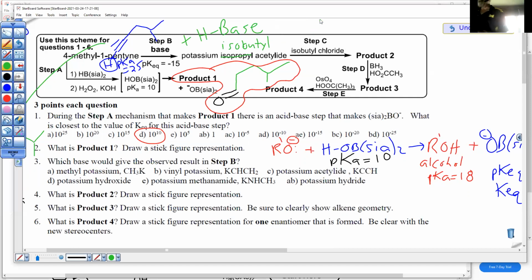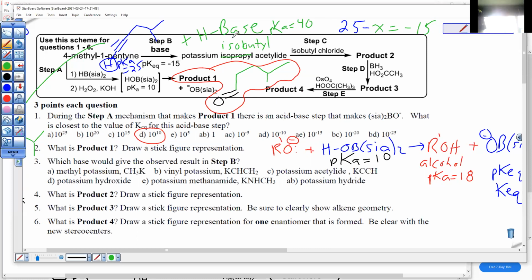I need the left acid, 25. Why don't I do it this way? Minus X equals -15. And I believe X has to be 40, right? So the pKa here is 40. Okay, 40. So I need the conjugate base of an acid with a pKa 40.